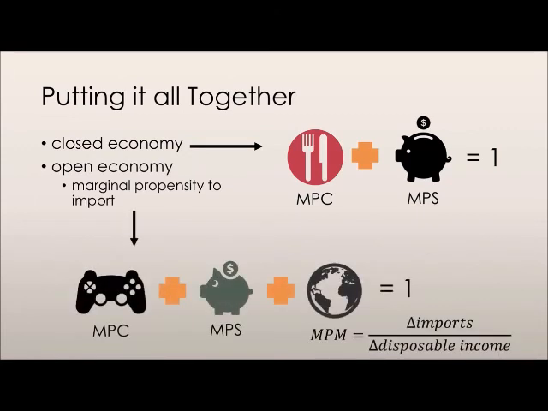If we have an open economy, that means that we're engaging in international trade, so some of our consumption is going to be on imports. So instead of simply saying that we're going to either consume domestic goods or save, we're going to also incorporate the fact that we're also buying imports, and that changes real GDP, so that's going to change our equation. The new equation is as follows: marginal propensity to consume plus marginal propensity to save plus marginal propensity to import equals 1. And marginal propensity to import is simply calculated as a change in imports divided by a change in disposable income.